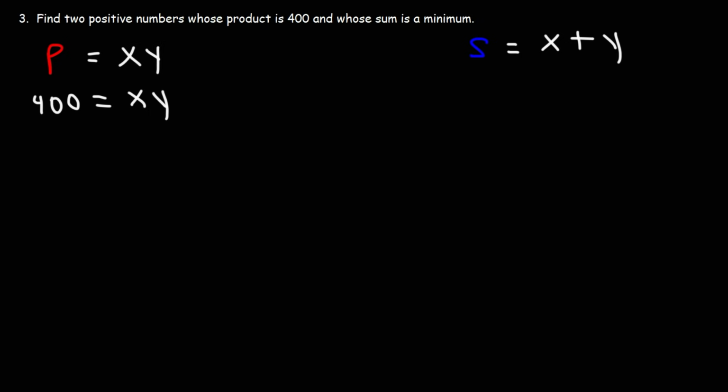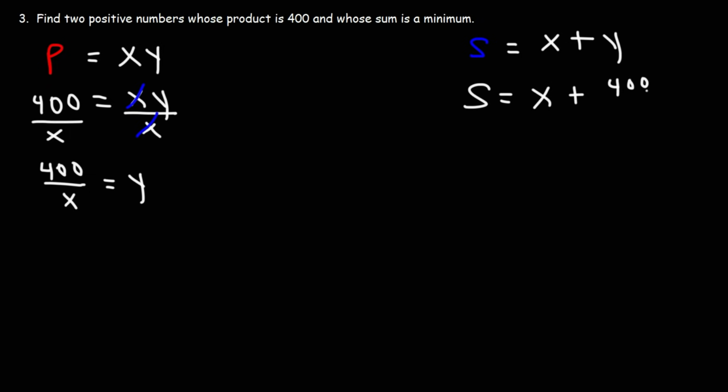Now let's solve for y. So let's divide both sides by x. So we get that y is 400 over x. Now let's replace y with that. So the sum is going to be x plus 400 over x. So now that we have our objective function in terms of one variable, we can go ahead and find the first derivative. But before we do that, let's rewrite this equation.